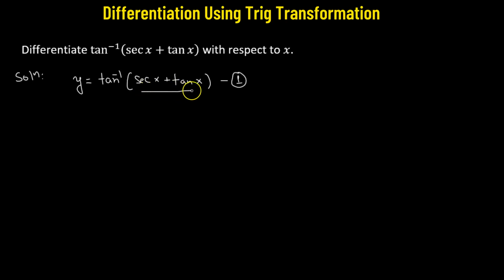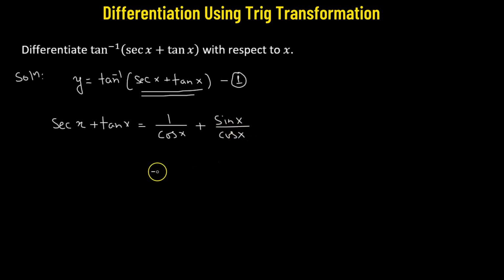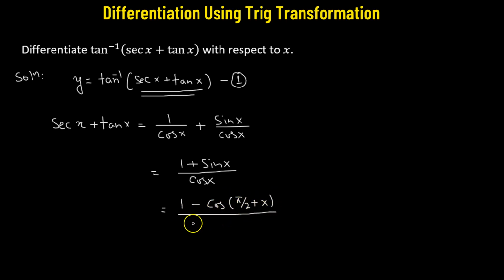We will begin with secant x plus tangent x. Our goal will be to convert this to a tangent function. So here we have secant of x plus tangent of x. Converting secant to cosine, it is the reciprocal of the cosine function. So we have 1 over cosine x plus sine x divided by cosine x. Combining the two terms, we have (1 plus sine x) divided by cosine of x. Now we'll convert the sine x in the numerator to cosine and the cosine in the denominator to sine. So this will give us 1 minus cosine of (pi over 2 plus x) divided by sine of (pi over 2 plus x).